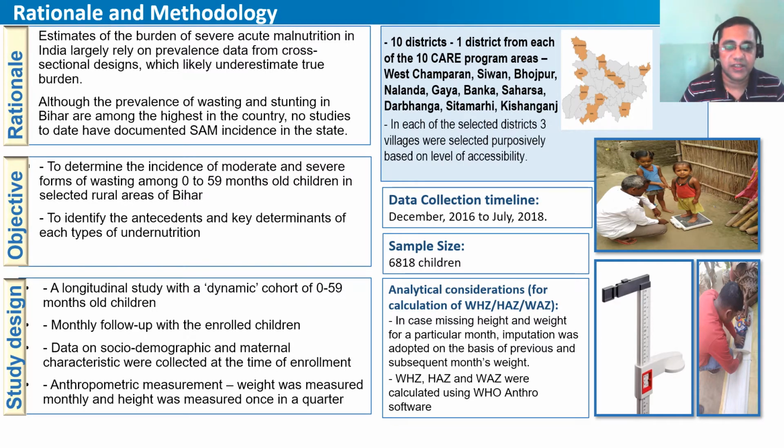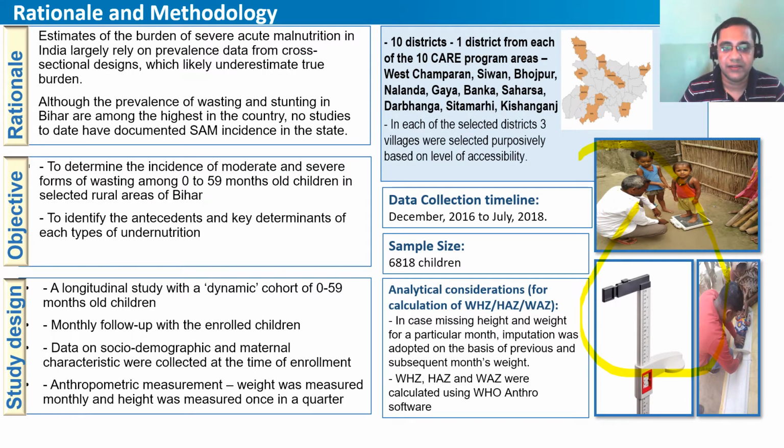Now, in each of the selected villages, a census was undertaken to identify all under 5 children who were then followed up monthly, and the data on socio-demographic and maternal characteristics were collected at the time of enrollment. Regarding anthropometric measurement, weight was captured once every month, while the height was captured once in a quarter, using the Seca instruments that you can see on the right-hand side.